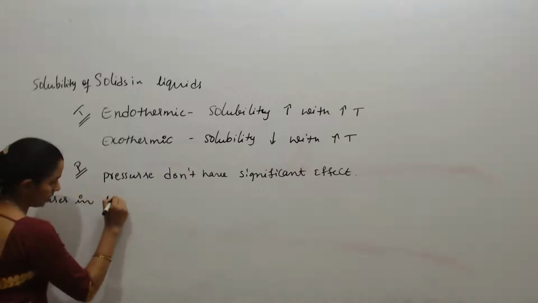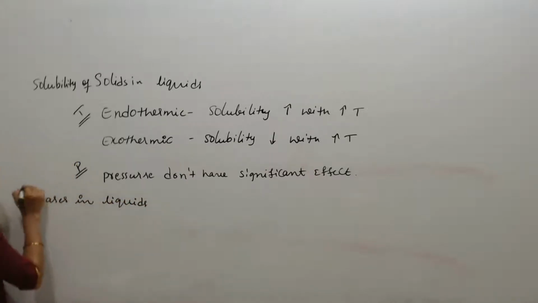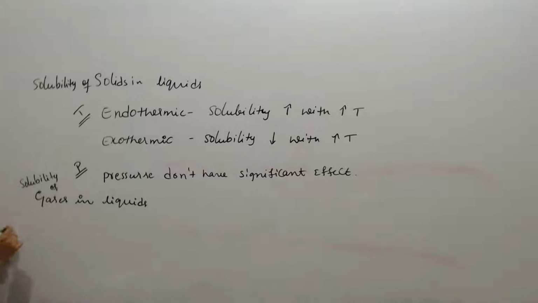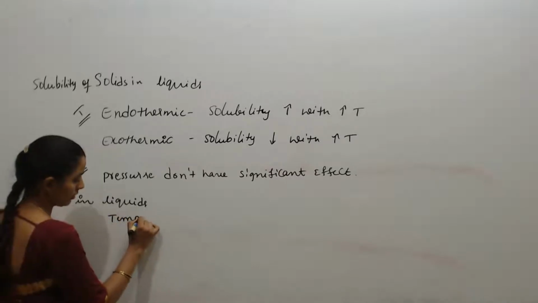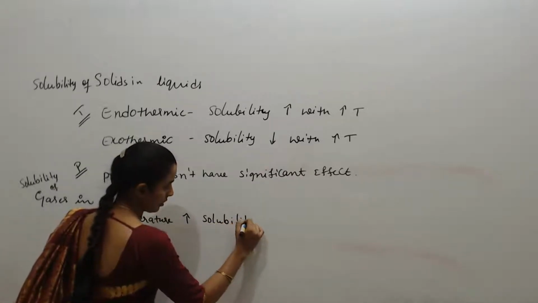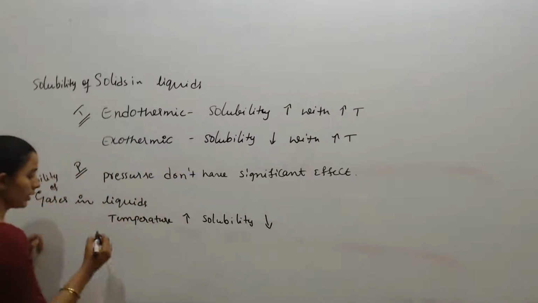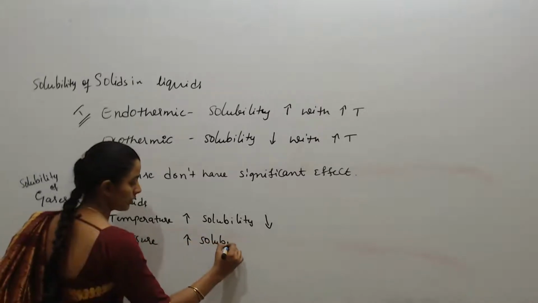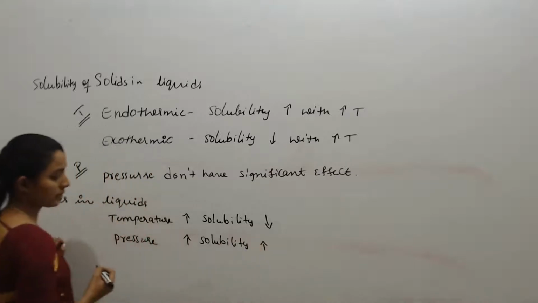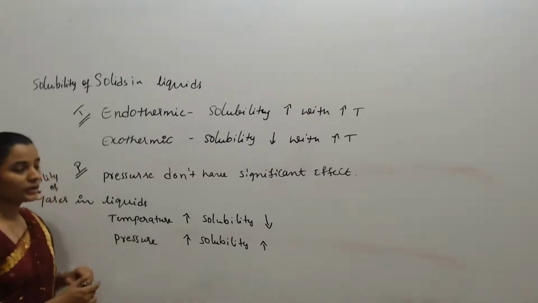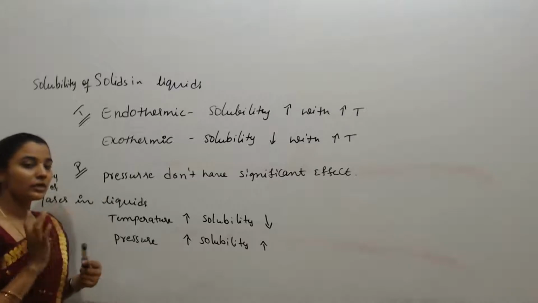gases in liquids. Okay. Solubility of gases in liquids. If the temperature increases, solubility decreases. Next, if pressure increases, solubility increases. Okay, this thing you have to remember. So in that, students, when the pressure increases, the solubility increases, that I explained in the last class with diagram.